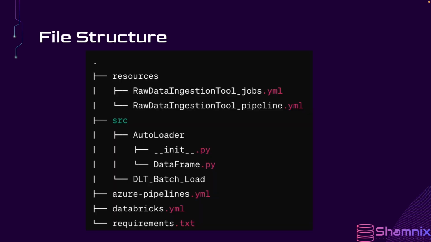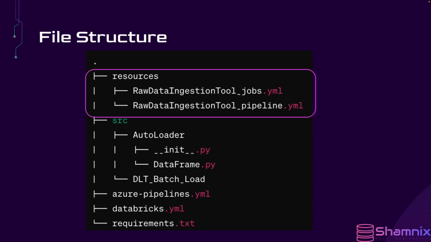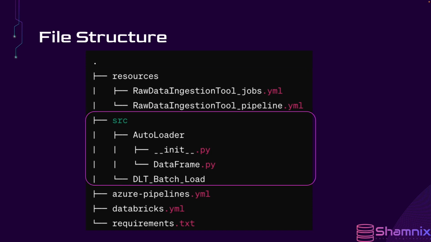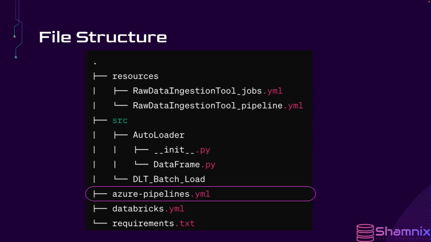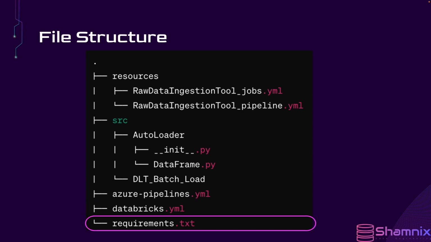In this section, I have outlined the file structure of the project. The resource folder stores the jobs and pipelines that will be used for DABs deployment, while the source folder contains the modules and Delta Live Tables notebook. The Azure Pipeline YAML file is used for DevOps build pipelines, and the Databricks YAML file is the main file for DABs deployment. Additionally, the requirements text file holds the Python libraries required for installation.